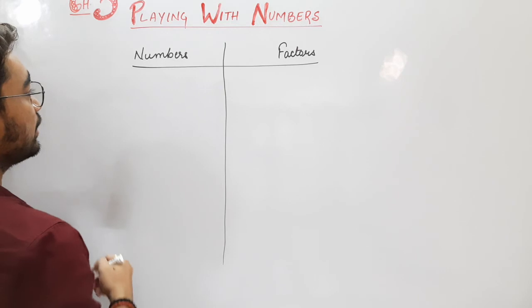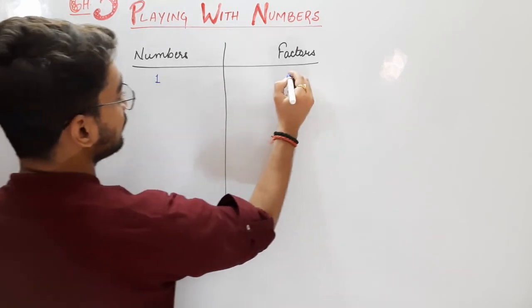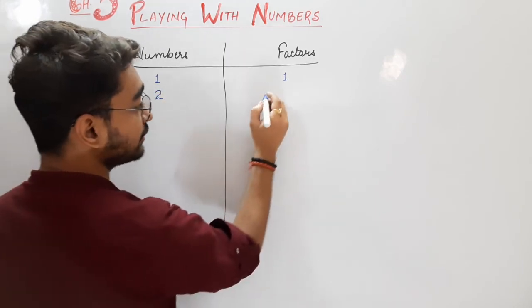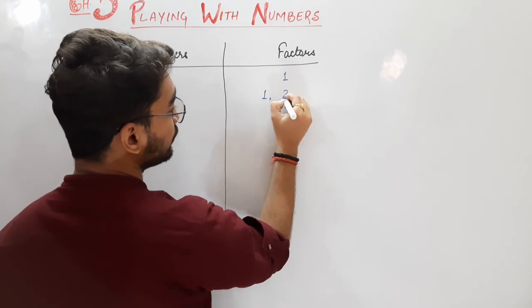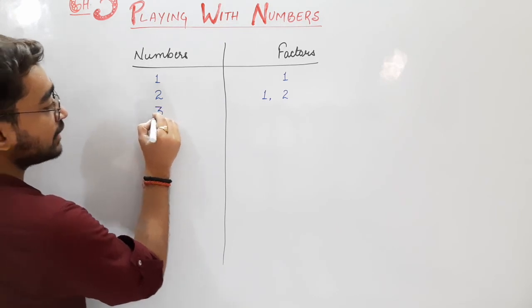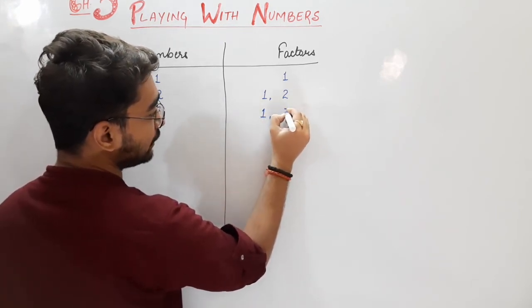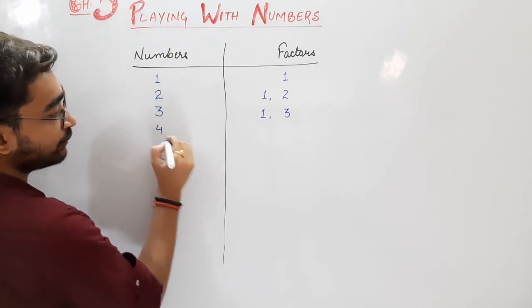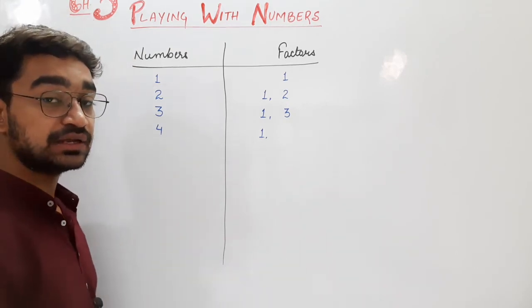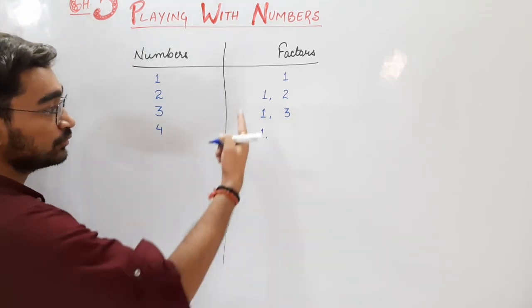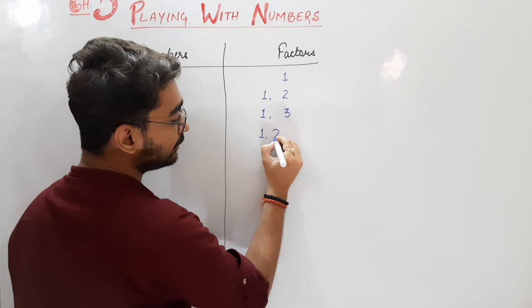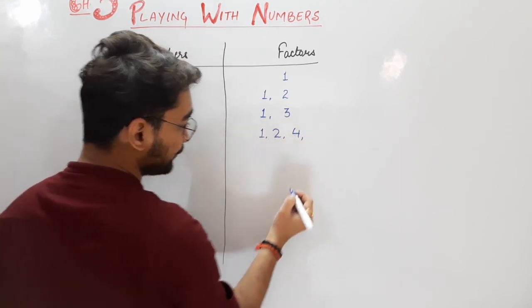Number 1 does not have any other factor except 1. Number 2 has two factors, 1 and 2, because 2 ones are 2. So 2 and 1 are the factors. In the case of 3 also it is the same, 1 and 3. In the case of 4, 1 will be a factor because 1 and the number itself are always factors. I have told you in the last class also. It can be divisible by 2 also, so 2 is a factor, like 2 twos are 4, and 4 itself.